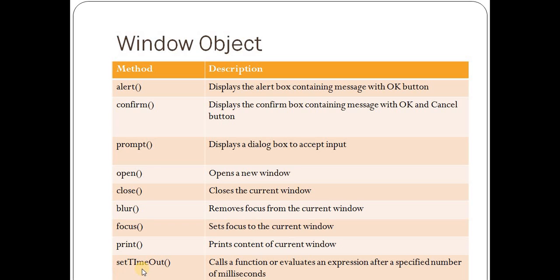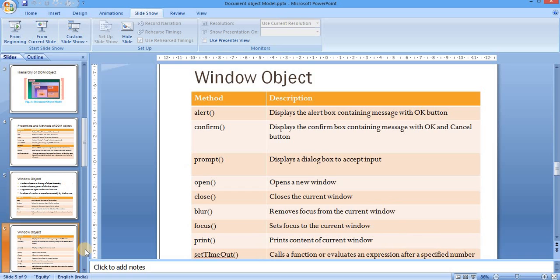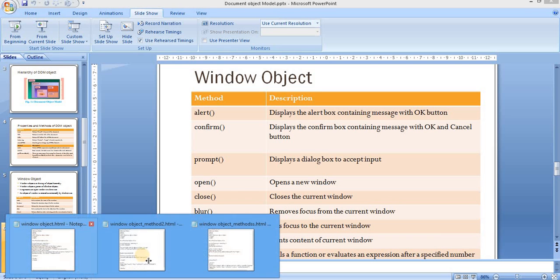So we'll see this one in a program and understand this. Alert, confirm, prompt. We've already used these, so I have not used any of these in the programming. We'll start with open, close. So let's see the next program that we have over here.